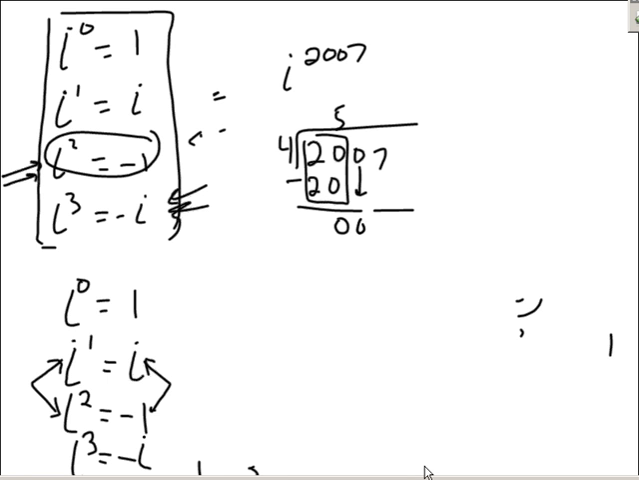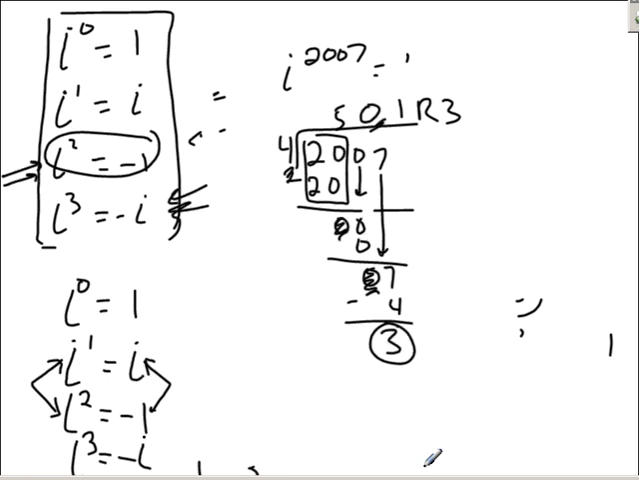You bring down the 0, which is just 0. 4 does go into 0. It goes in 0 times. 0 times 4 is 0. You subtract, you get 0. You bring down the next number, 0, which is 7. 07 is 7. 4 goes into 7 one time. That used up 4. 3 are left over.